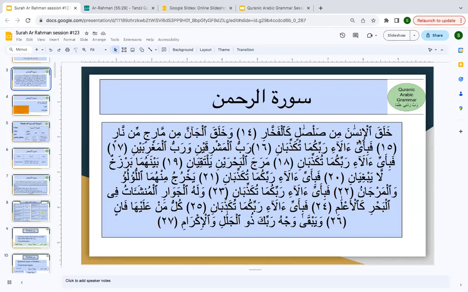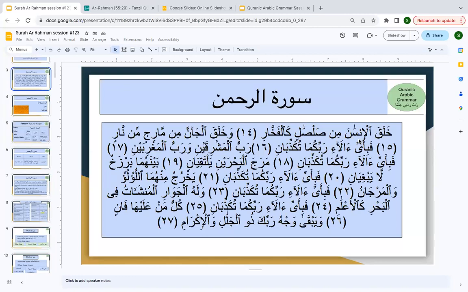What kind of a maf'ul? The most common is maf'ulun bihi, and you don't just go by most common. You can have maf'ul fihi, you can have maf'ul ma'ahu, you can have maf'ul mutlaq, but it is answering your questions: he created who, he created what? He created jinns. So it is answering your ma and man questions. Therefore, you are going to call it maf'ulun bihi.